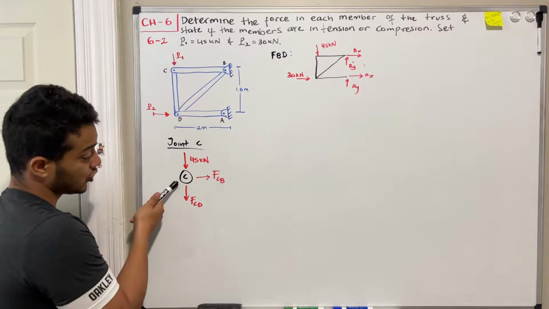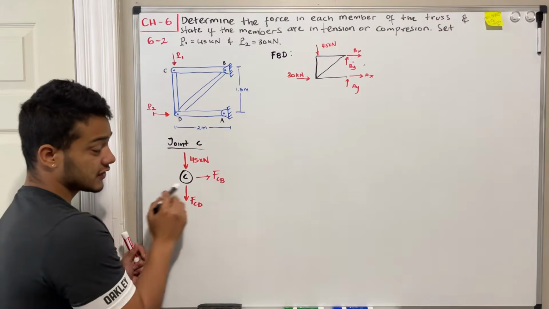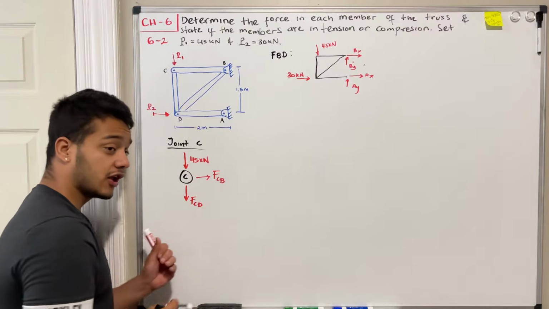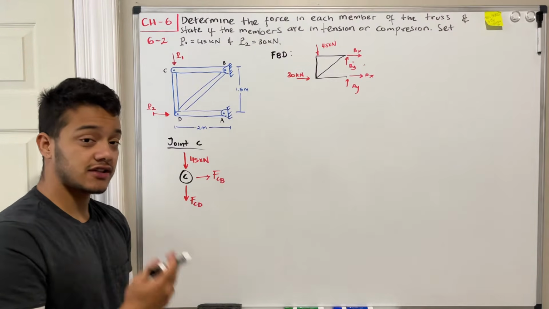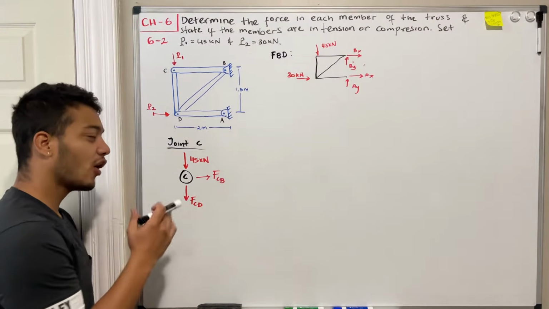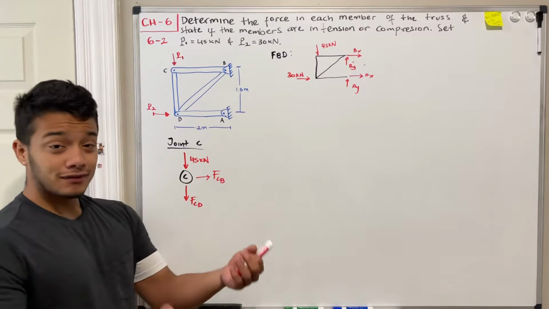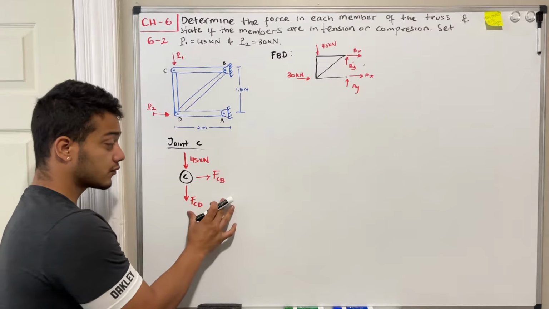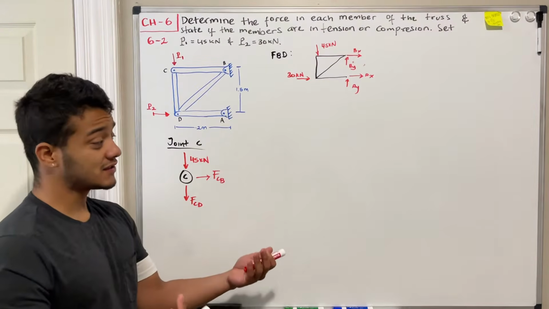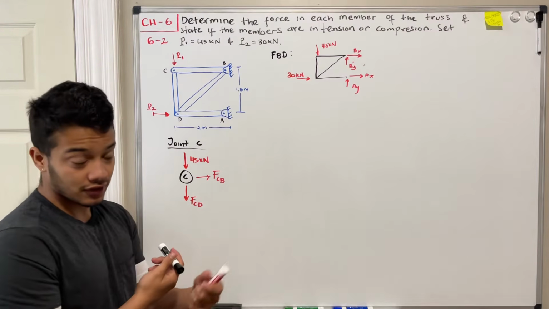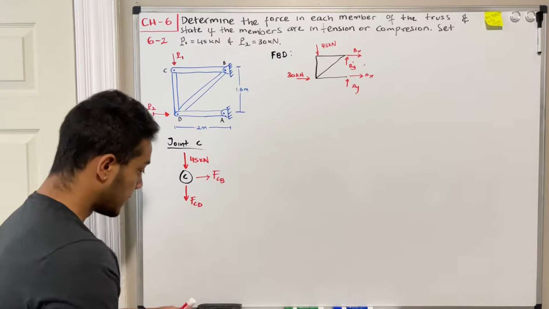Now, when you draw the joint and the forces are going away from the joint, we're assuming that the force is in tension. So for my problems, I always like to assume my forces are in tension. Now, if I get that the final result that my force is negative, that means that it should be going into the other direction, which means it's compression.